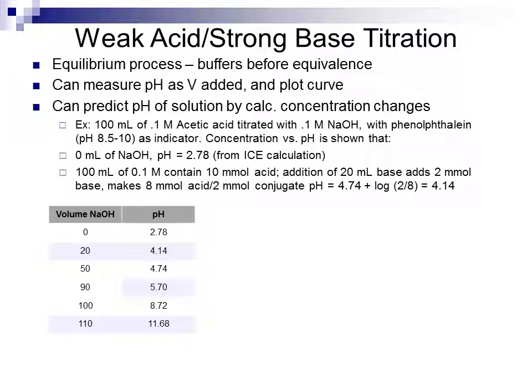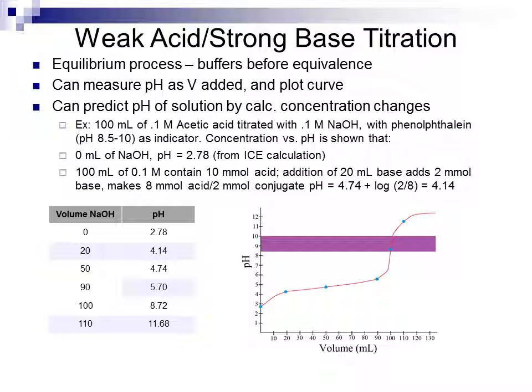We can tabulate a series of values. At 0, it's 2.78. At 20, it's 4.14. At 50, it's 4.74. At 90, it's 5.70. At 100, it's 8.72. At 110, 11.68. And we can plot a titration curve for this as well.